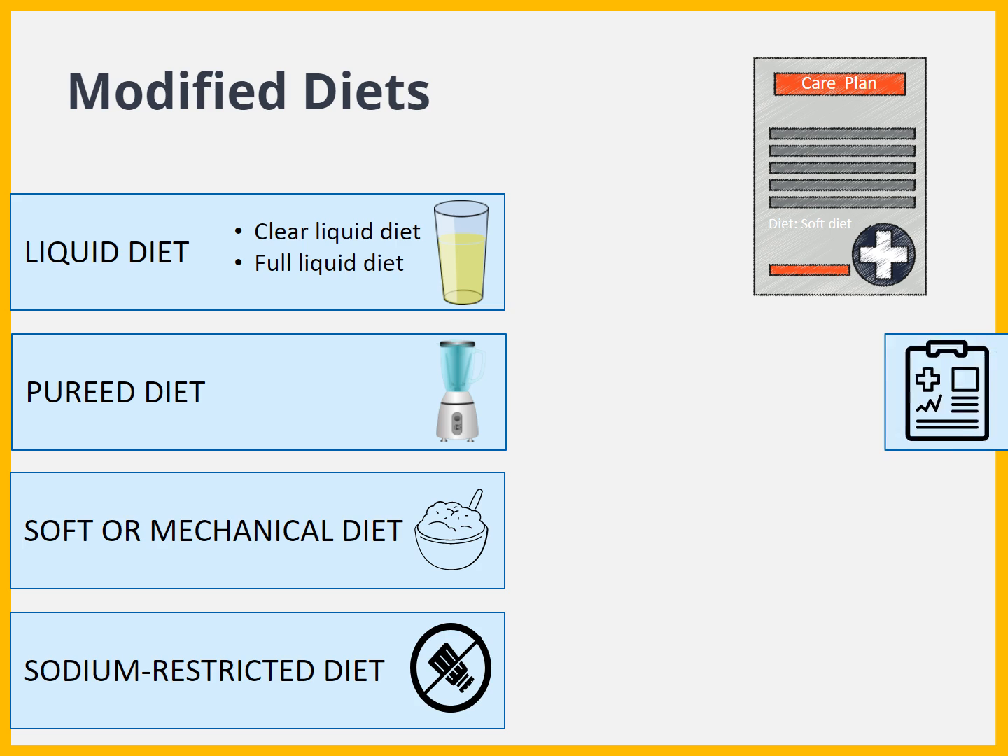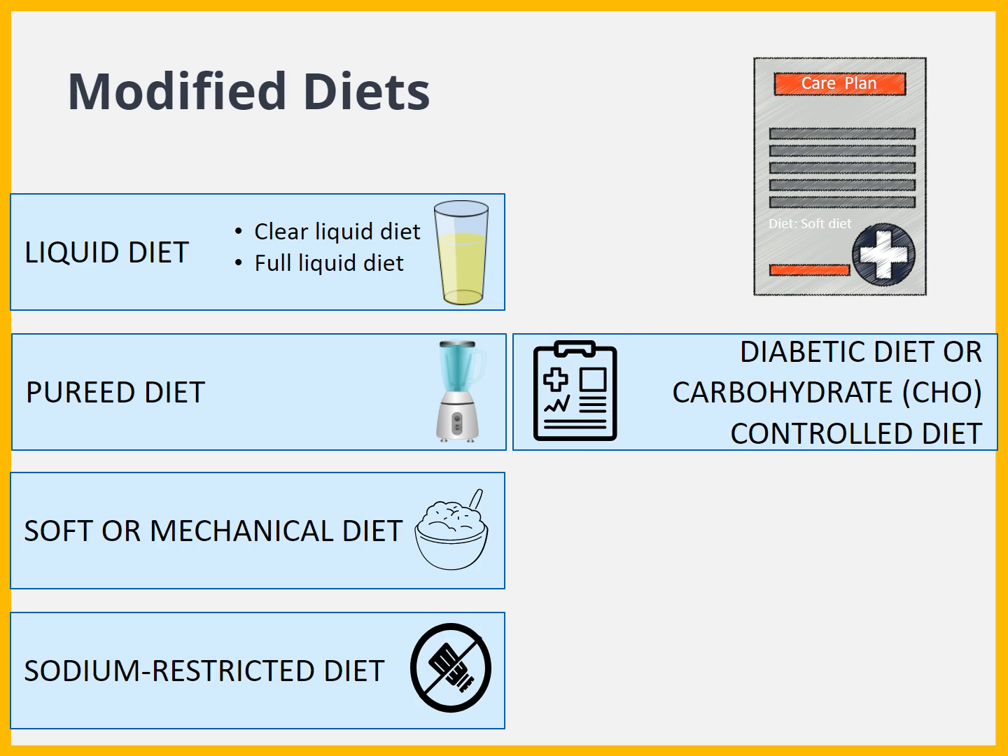A diabetic diet or carbohydrate (CHO) controlled diet can be ordered for clients with diabetes. The dietitian creates a client-specific meal plan based on client weight, activity level, health, and lifestyle. The goal is to maintain steady glucose levels by eating prescribed amounts of carbohydrates, proteins, and fats throughout the day.